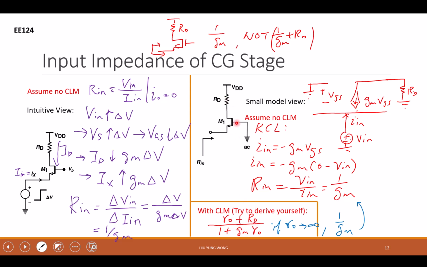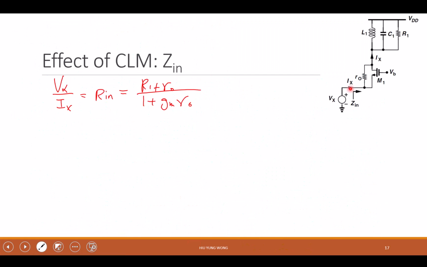Okay, it's R0 plus RD divided by 1 plus GM R0, right? So this is R1 plus R0 divided by 1 plus GM R0. Now, originally, you thought 1 over GM is enough to match the RS. But now, no, because Rin is not really 1 over GM. It is this big equation. And what is this? Then let's do a look.